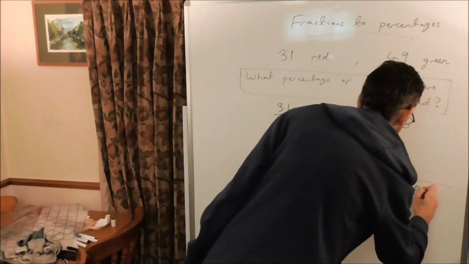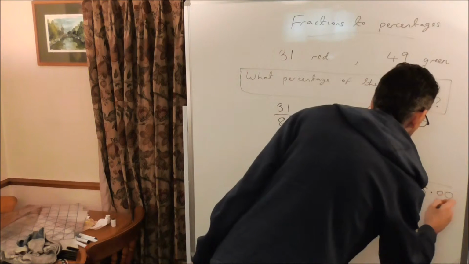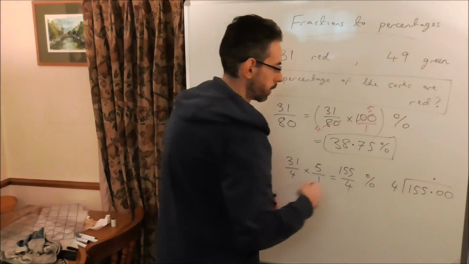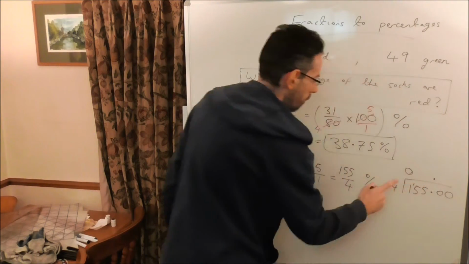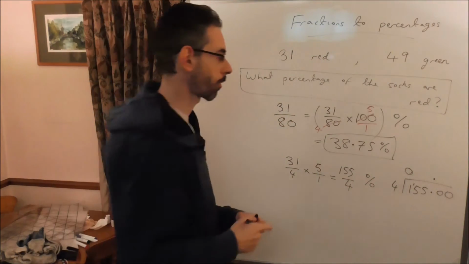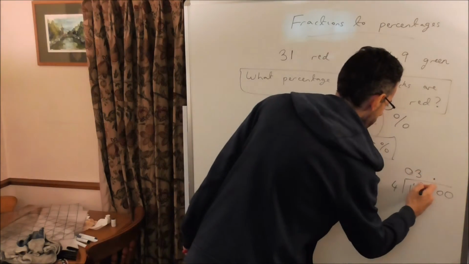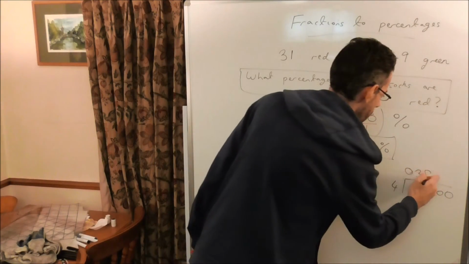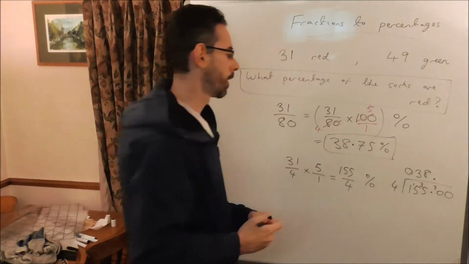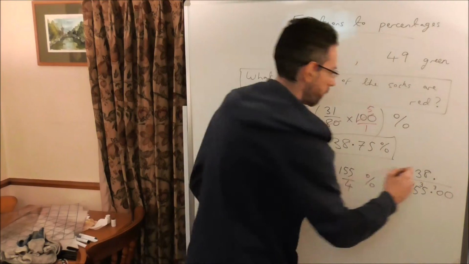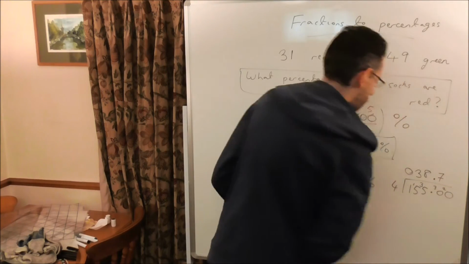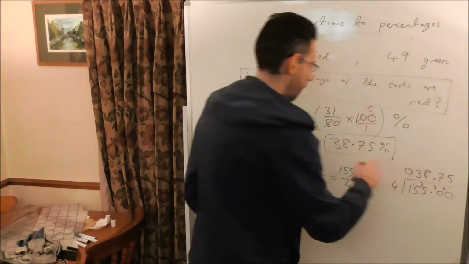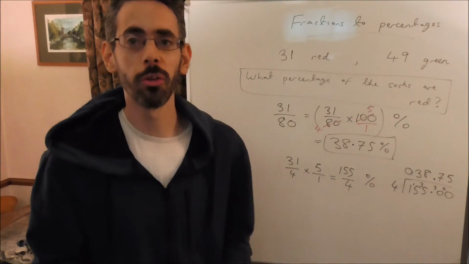So we do 155. I'm just going to put some zeros after a point because I know there's going to be a remainder. So I do 4s into 1, it doesn't go, so carry the 1. 4s into 15 goes in 3 times, remainder 3. 4s into 35 is 8, remainder 3. And then 4s into 30 is 7, remainder 2. And 4s into 20 is 5. So you get the same answer, 38.75. So that's how I do it without a calculator.